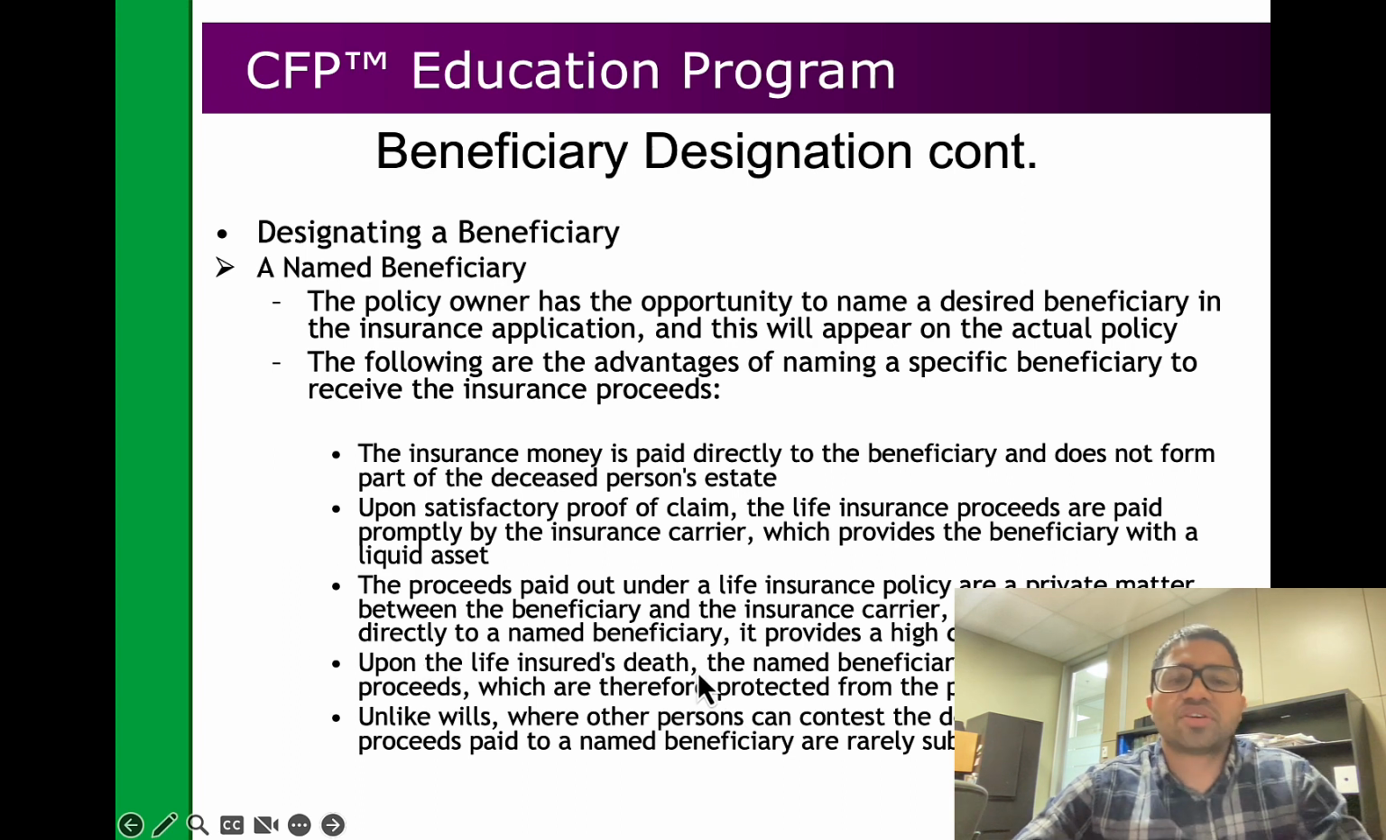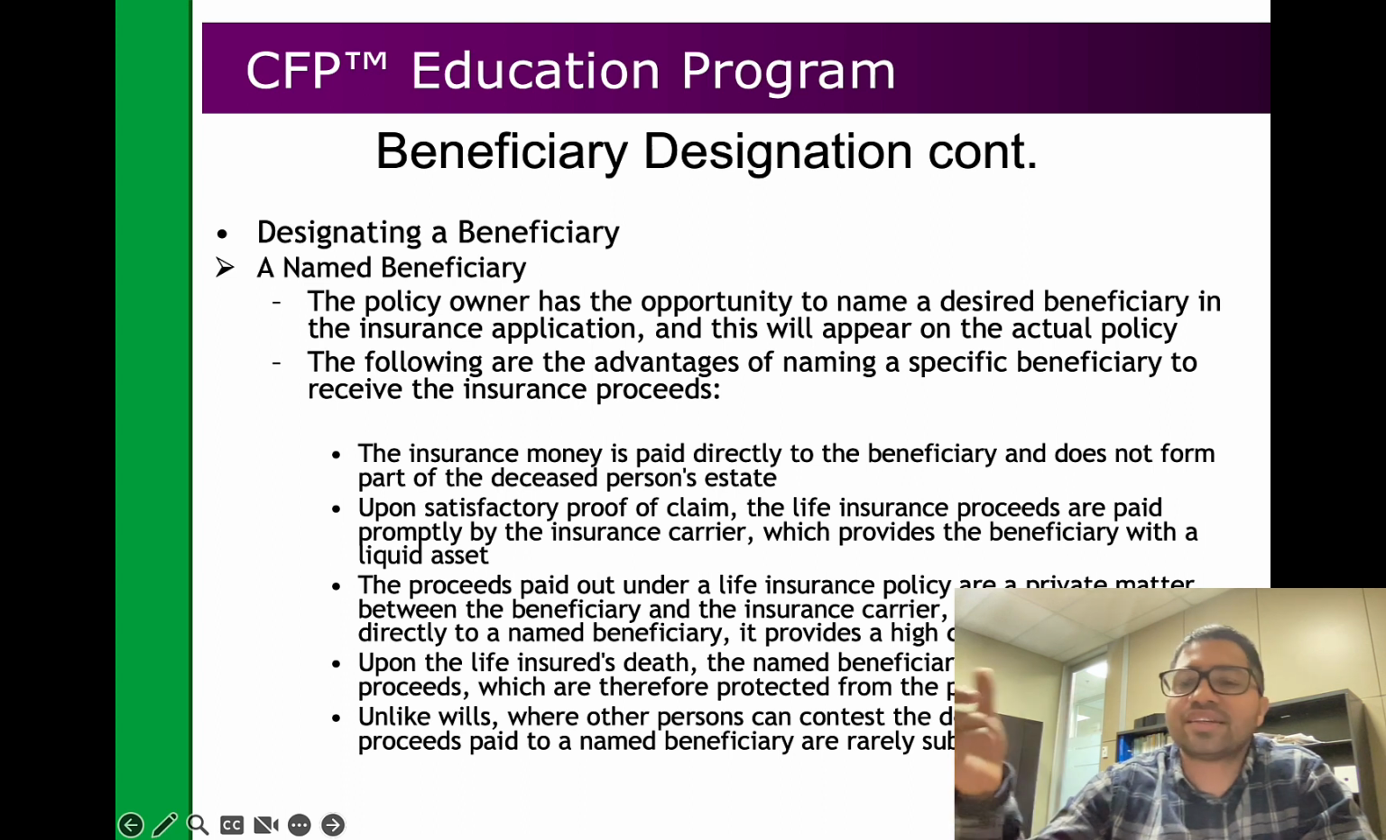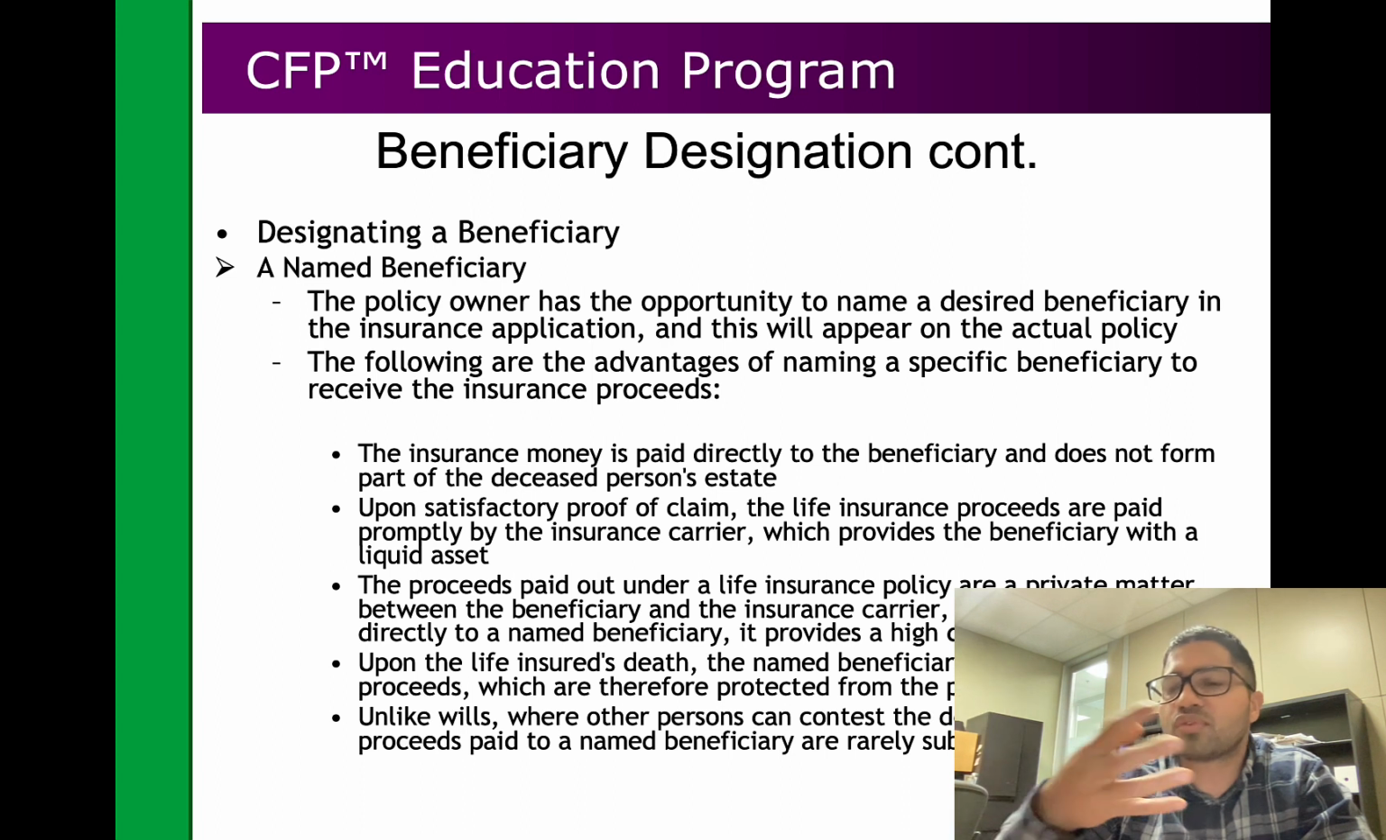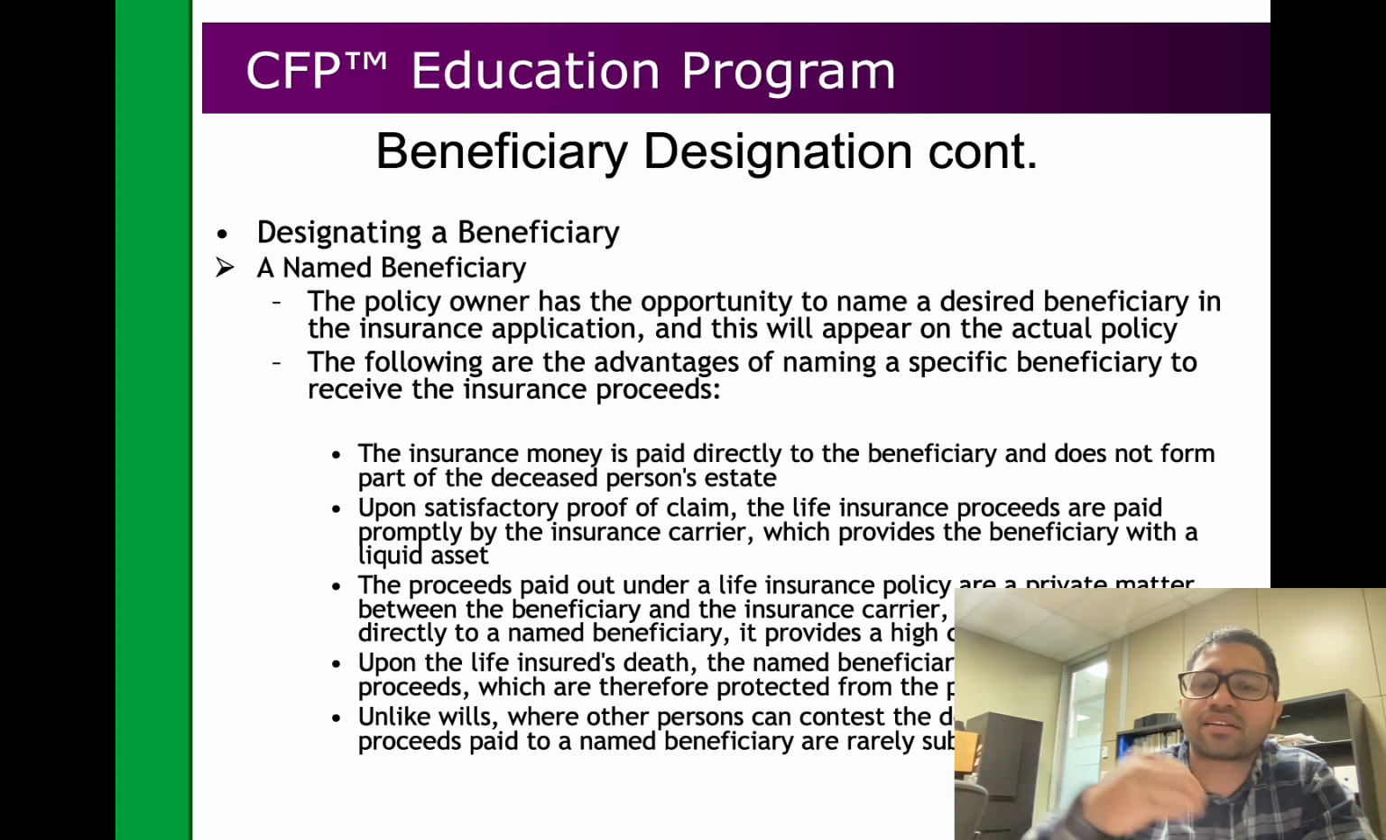Upon the life insured's death, the named beneficiary is entitled to proceeds which are therefore protected from the policy owner's creditors. So creditors get no right to those proceeds. If it flows to the estate, then creditors, if you have creditors, get a right to those proceeds.